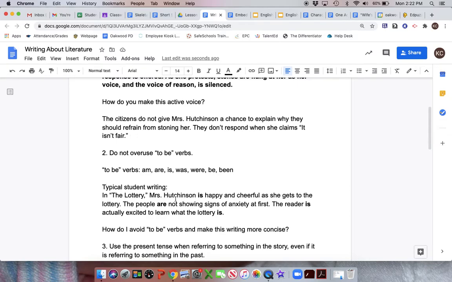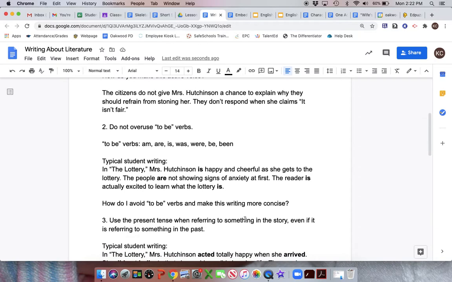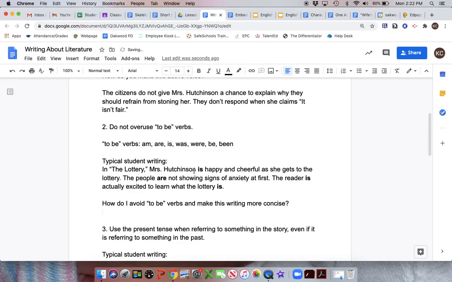Let me give you an example. Here's some typical student writing. In the lottery, Mrs. Hutchinson is happy and cheerful as she gets to the lottery. The people are not showing signs of anxiety at first. The reader is actually excited to learn what the lottery is. Lots of to be verbs there, and I bolded them for you. So, how do I avoid to be verbs and make this writing more concise? Well, I'm going to do this off the top of my head. Instead of saying she is happy and cheerful, how could I show that?